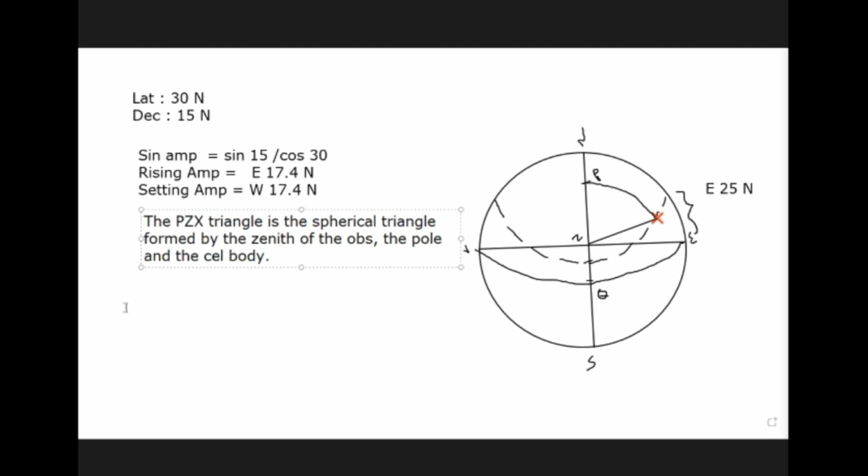So what are these parts? In this case, PZ. What is PZ equal to? Is equal to 90 minus latitude? Because 90 minus QZ, where QZ is the latitude, is equal to 90 minus latitude. That is known as colat.